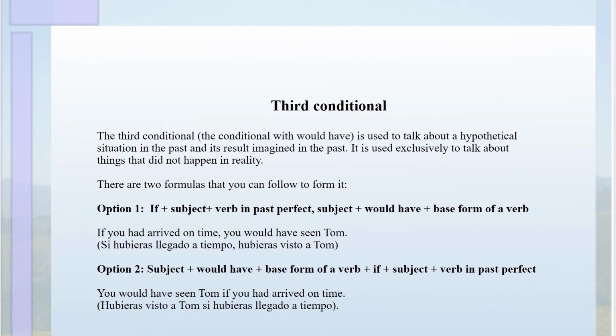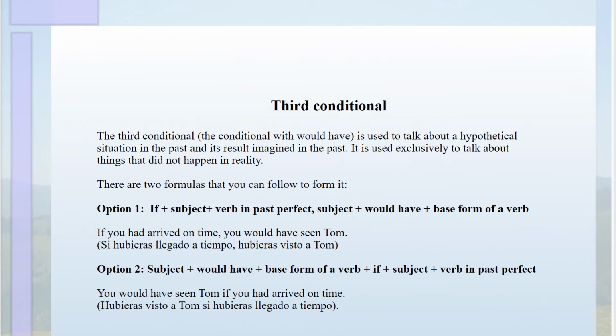In the structure, option 1: if plus subject plus verb past perfect, comma, subject plus would have plus base form of a verb. For example, in the sentence, if you had arrived on time, you would have seen Tom. Si hubieras llegado a tiempo, hubieras visto a Tom.